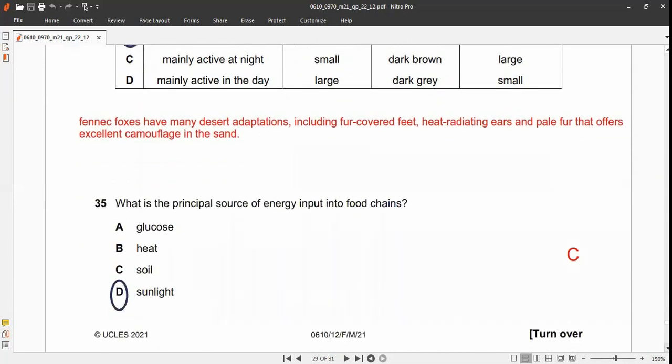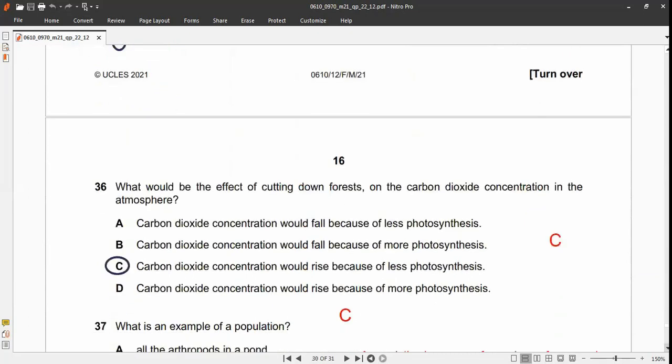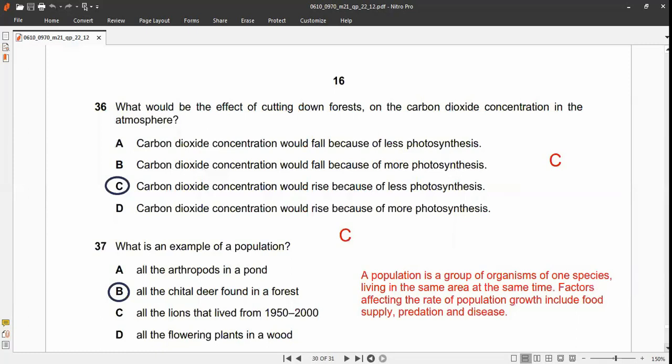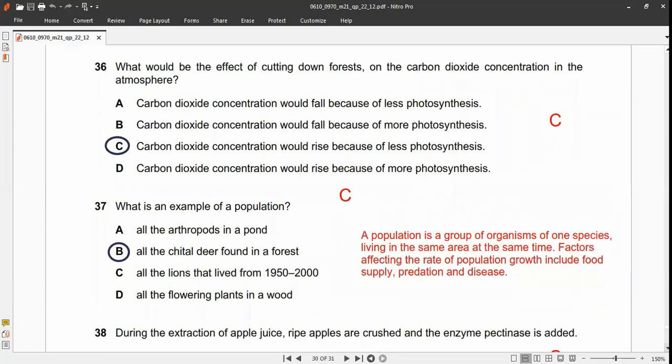What is the principal source of energy input into food chains? Yes, sunlight. What would be the effect of cutting down forests on the carbon dioxide concentration in the atmosphere? Yes, carbon dioxide concentration rises because of less photosynthesis. If there were more photosynthesis, carbon dioxide concentration would decrease, not increase.